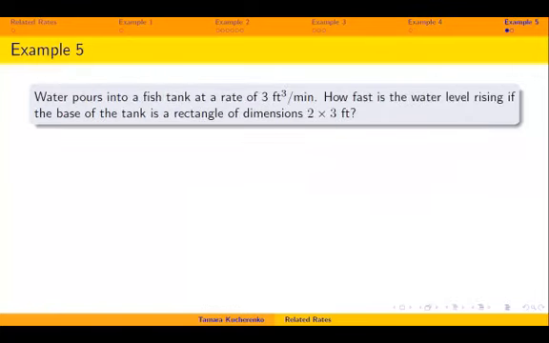Our last example is the following problem. Water pours into a fish tank at a rate of 3 cubic feet per minute. How fast is the water level rising if the base of the tank is a rectangle of dimensions 2 by 3 feet?